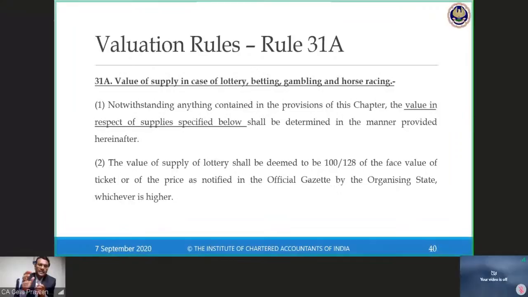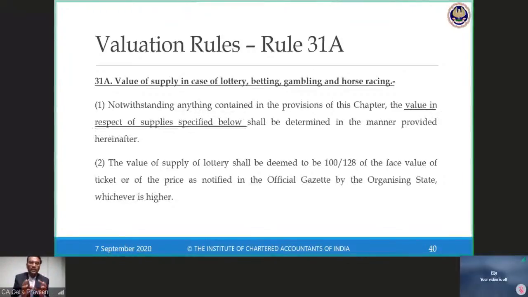My value of supply for lottery shall be 100 by 128 of the face value of the ticket. So if I sell a lottery ticket of 100 rupees, what I will do? 100 into 100 divided by 128. I'll get my taxable value. On the taxable value, I'll apply 28%. All these activities are sin goods where the rate of tax is 28%. Lottery, betting, gambling, horse racing, all of these activities, the rate of tax is higher.